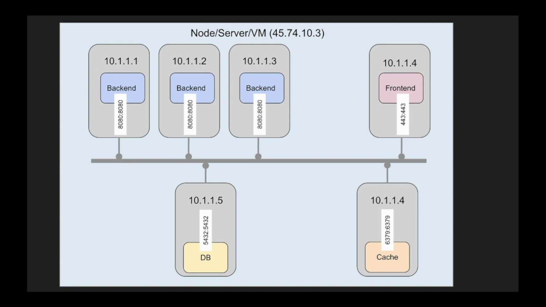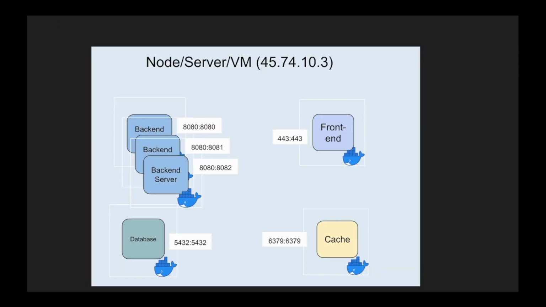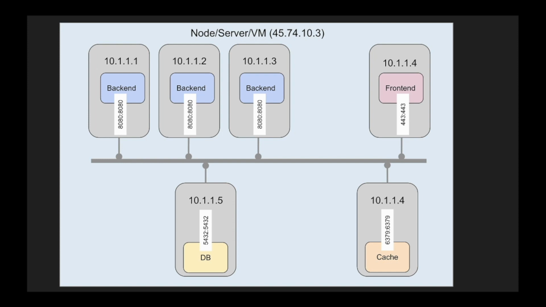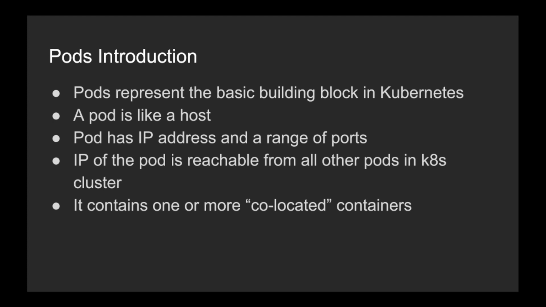Because we are not managing any ports. Like in the previous example, we had to change which port is mapped on the host machine. Since now every pod has a different IP address, the mappings are very simple, so it is very easy for us to create new replicas. So this introduction can be derived from the diagram. As we saw there, pods represent the basic building block in Kubernetes.